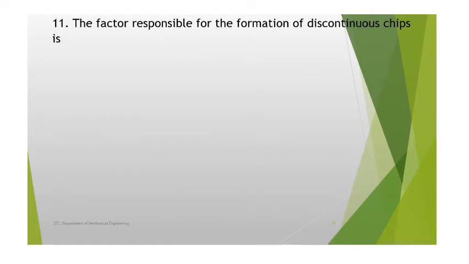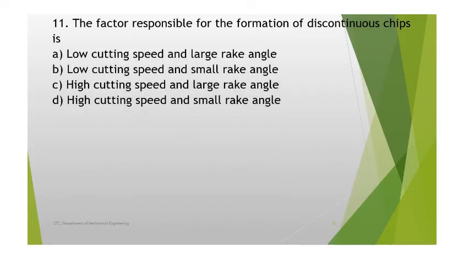Next one: the factor responsible for the formation of discontinuous chips is? Low cutting speed and large rake angle, low cutting speed and small rake angle, high cutting speed and large rake angle, or high cutting speed and small rake angle. The right answer is B, low cutting speed and small rake angle, the factors responsible for the formation of the discontinuous chip.